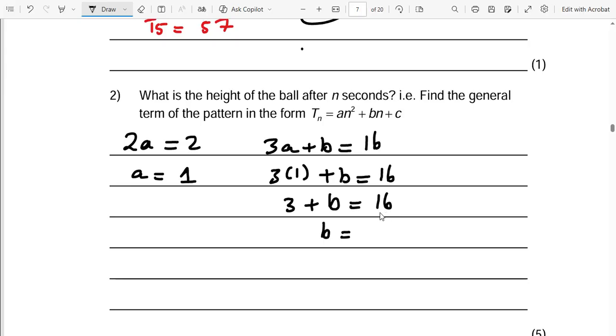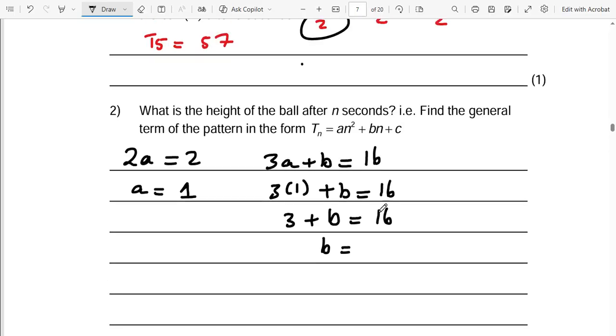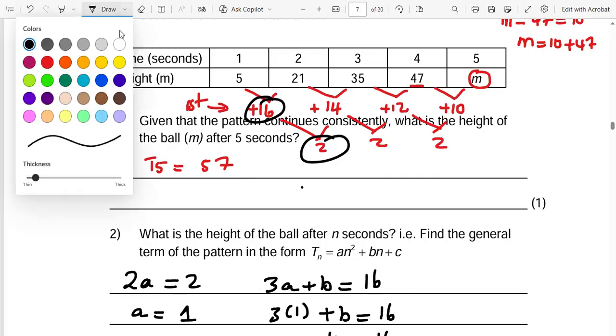I think we are missing something here, ladies and gents. Let's go back up. Look at this, because this is not making any sense.